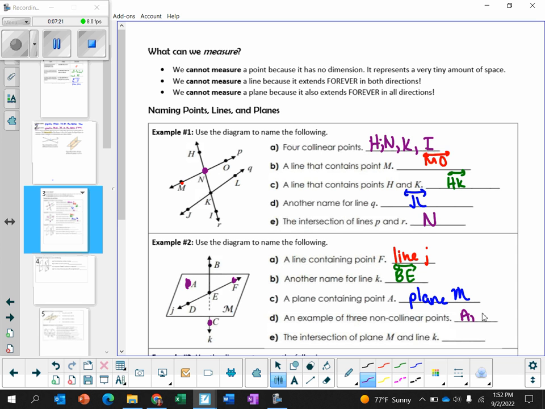A, C, and F. And then the intersection of line K and plane M. So an intersection of this plane and this line, I see that it hits the plane and starts going through it right here. So that's at point E.